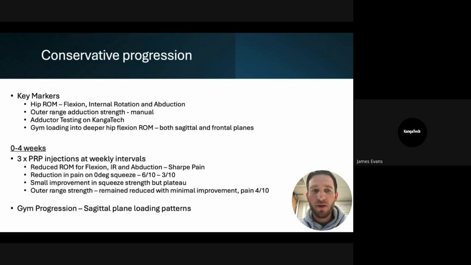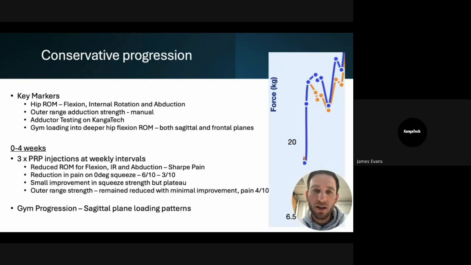And the outer range strength remained reduced with a minimal improvement, and the pain remained at 4 out of 10. Here you can see the squeeze scores that we had in this initial stage. So there was the initial improvement, and then here is where we were going through the 3 PRP injections.